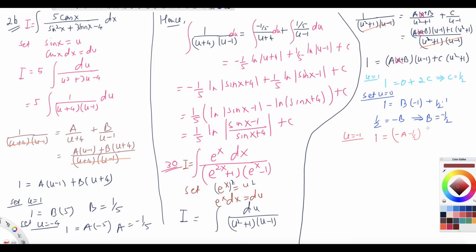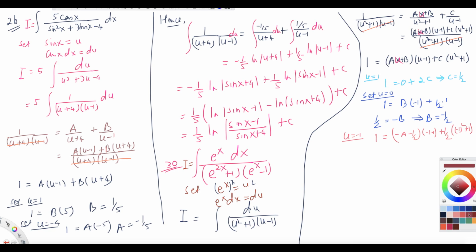And then times u minus 1. U is negative 1, so that will be negative 1 minus 1, plus c, which is 1/2, times negative 1 squared plus 1. I'm just plugging that in to find out the value of a, right?